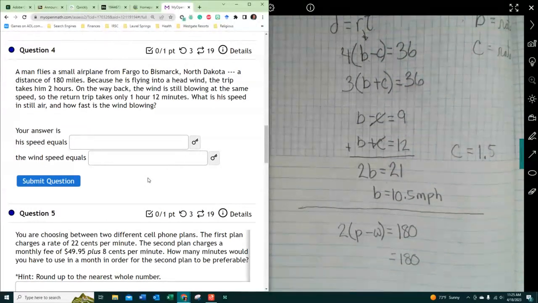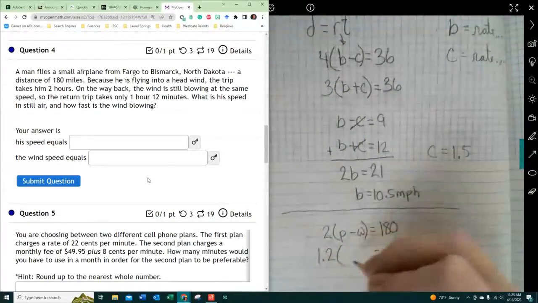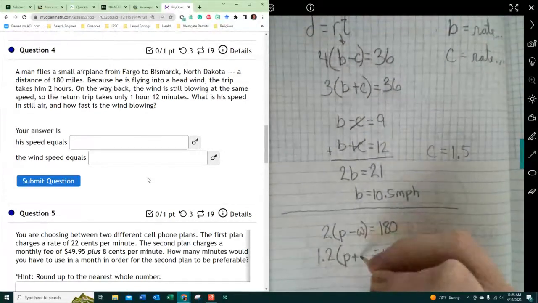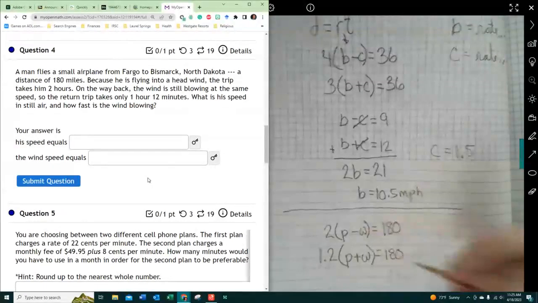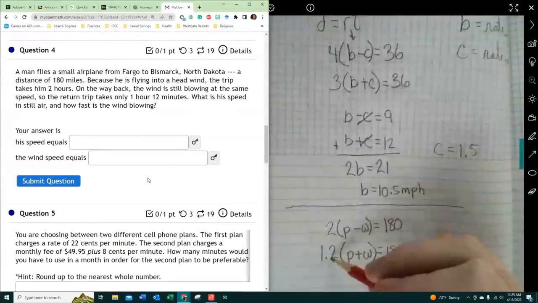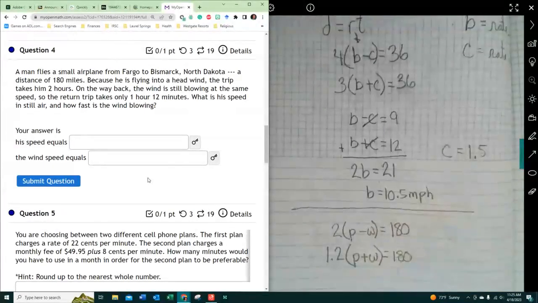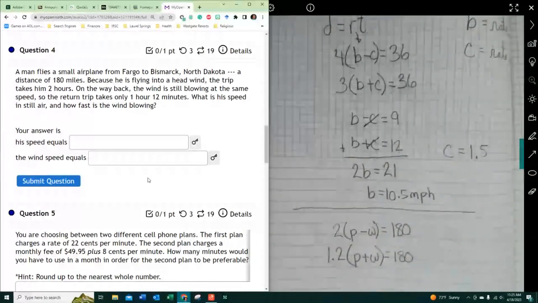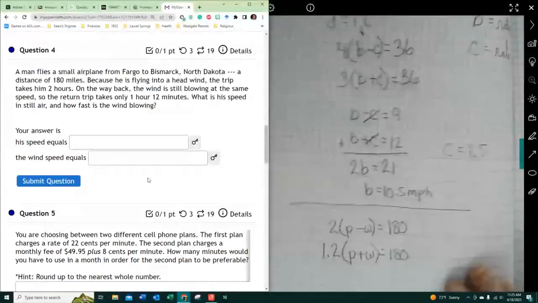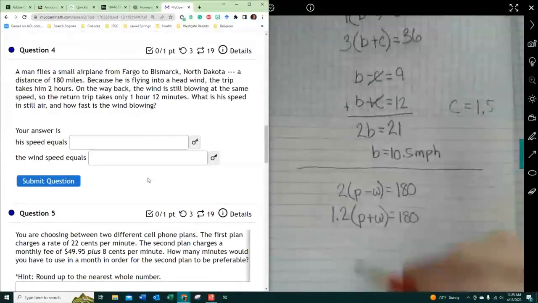But what we're going to do is take 12 divided by 60 in order to turn that into a decimal of 0.2. So we get 1.2 times the plane speed plus the wind speed equals 180. That one, I almost assure you that 99.9% of the students would put 1.12 and get it wrong. Okay. So be careful with that. That is a breaker for many, many students.